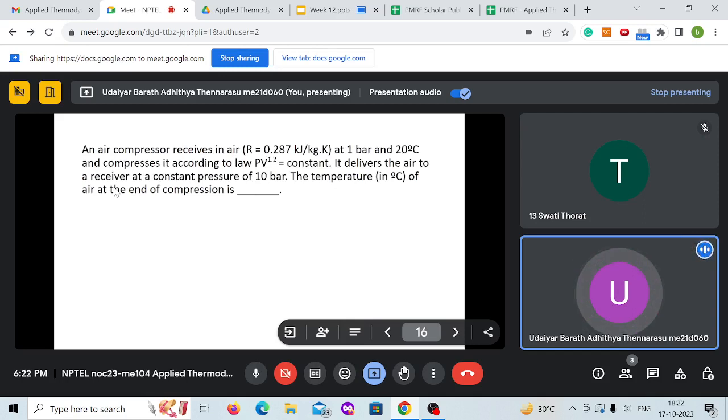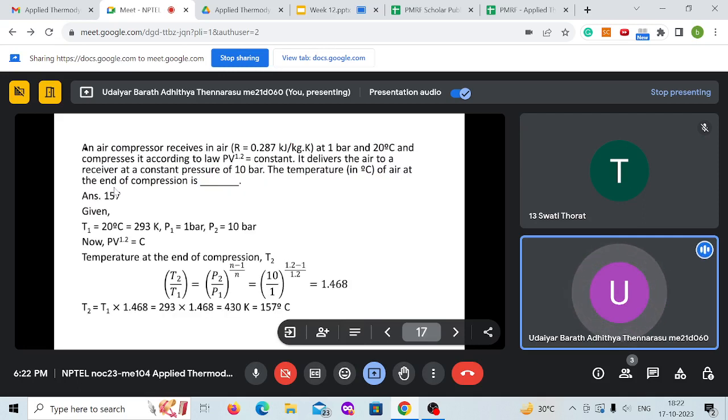So the next question is, an air compressor receives air at 1 bar and 20 degrees Celsius. So this is your inlet condition at 1 bar and 20 degrees Celsius, and compresses it according to law PV raised to power 1.2 equals constant. So it delivers the air to a receiver at constant pressure of 10 bar. So your discharge pressure is 10 bar. The temperature of air at the end of compression is, so you have to find out the temperature at the end of compression.